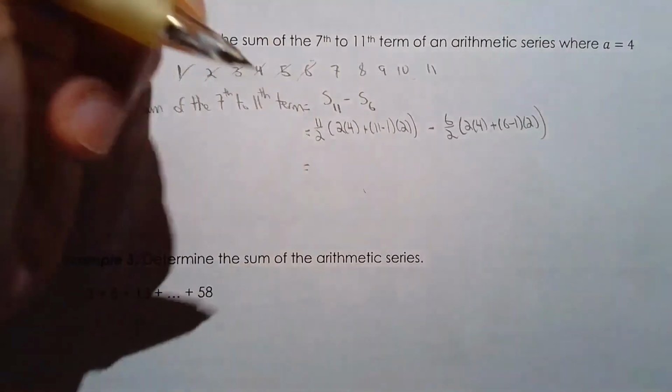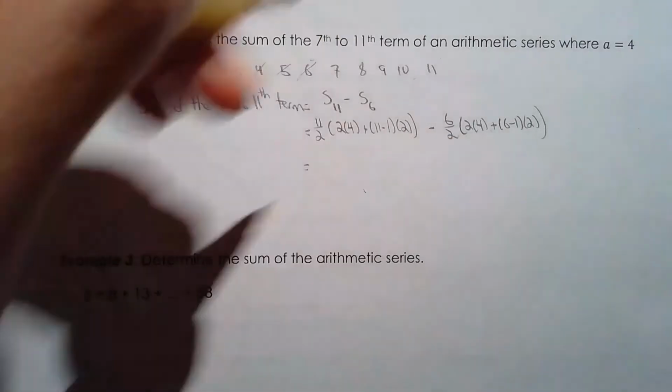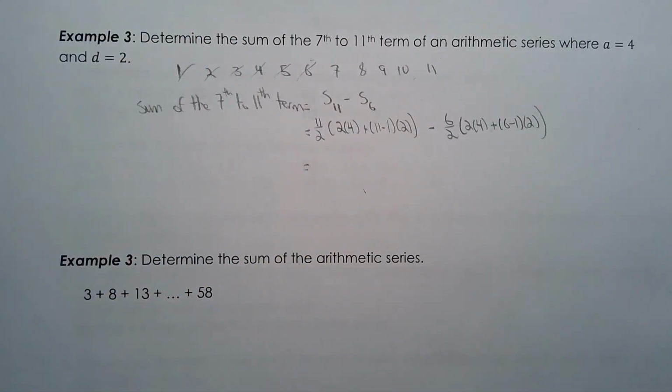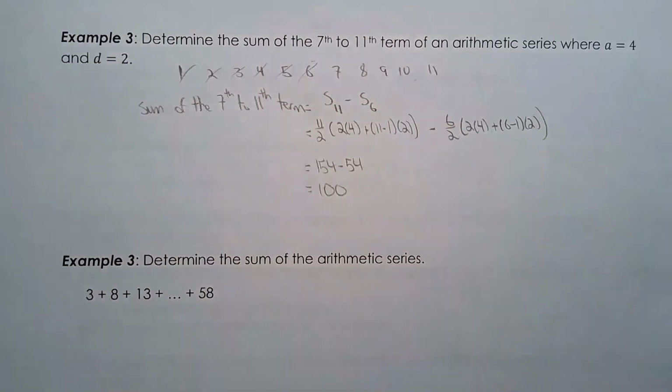All right, let's see here. So that's 54. So this is 54. What's that? 10 times 2 is 20 plus 8. So it's 154 minus 54, which is 100. Oh, that worked out too nice. It was perfect.